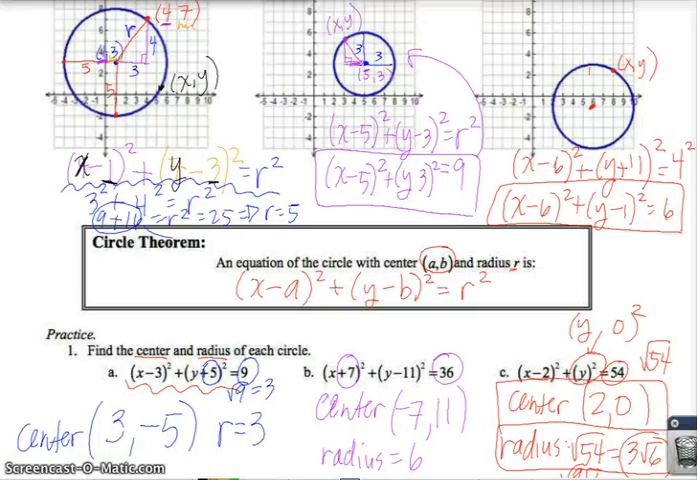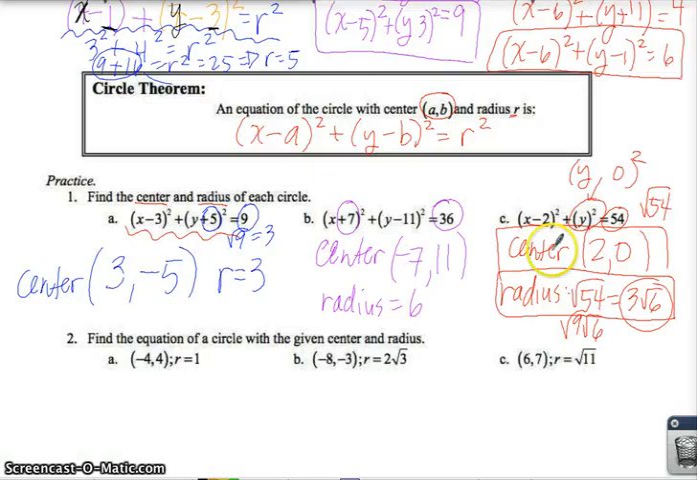So you should be able to recognize or be able to write an equation of a circle based on the picture that you see. You should be able to recognize the center and radius from an equation that is given. And then you should be able to take the center and radius and create the equation.